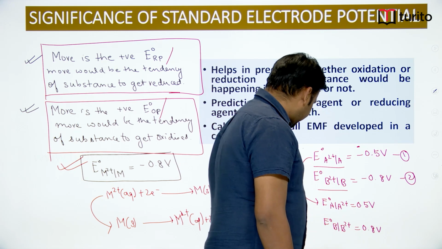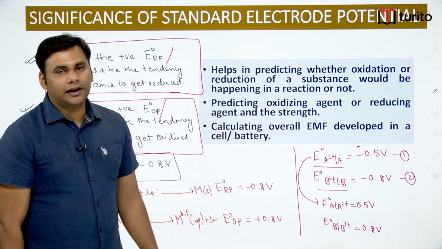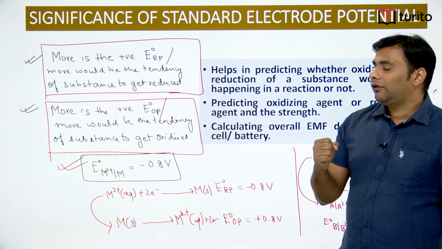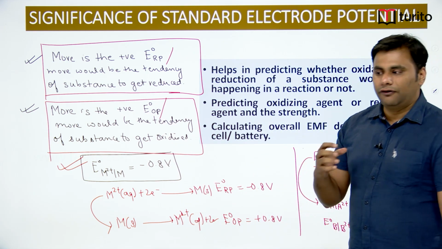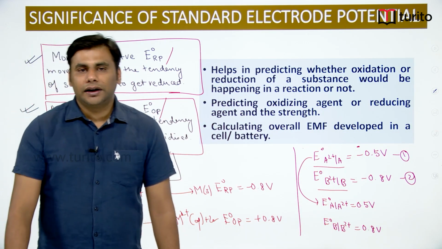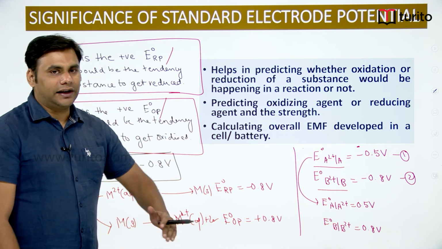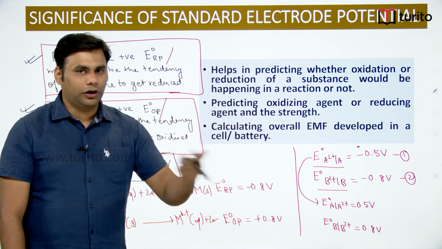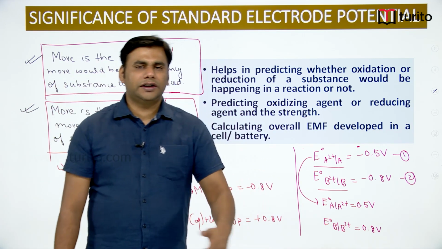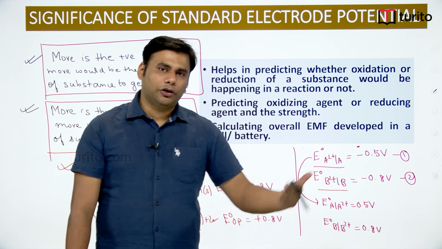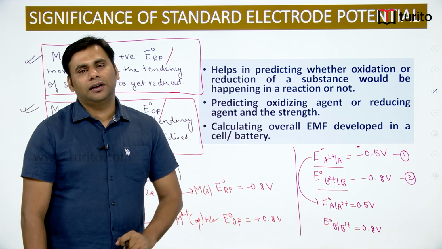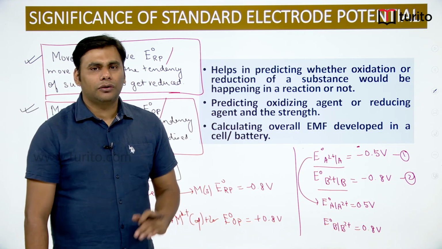I will just quickly revisit it. If a substance has a more positive reduction potential, the tendency to get reduced is more. So that substance would undergo reduction and it would not undergo oxidation. If the oxidation potential has a positive value, the higher the positive value of the oxidation potential, the more would be the tendency to get oxidized. Hope this is clear to you.